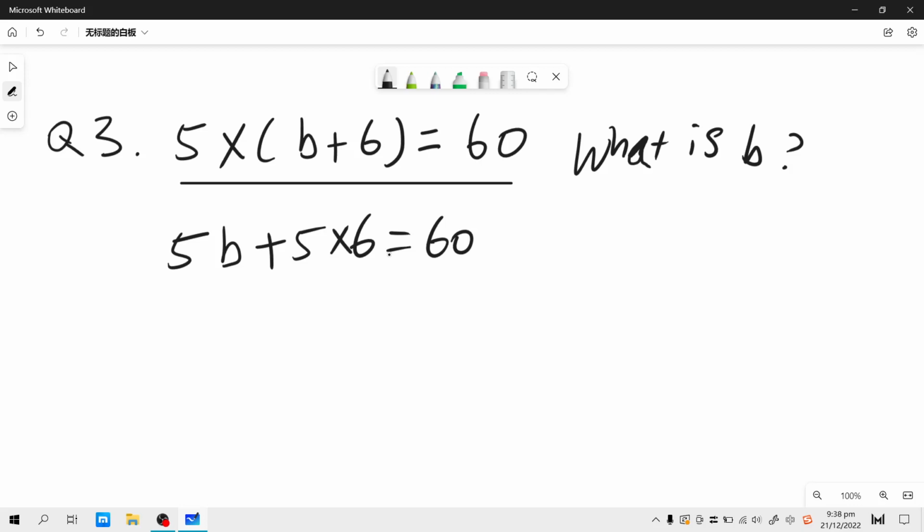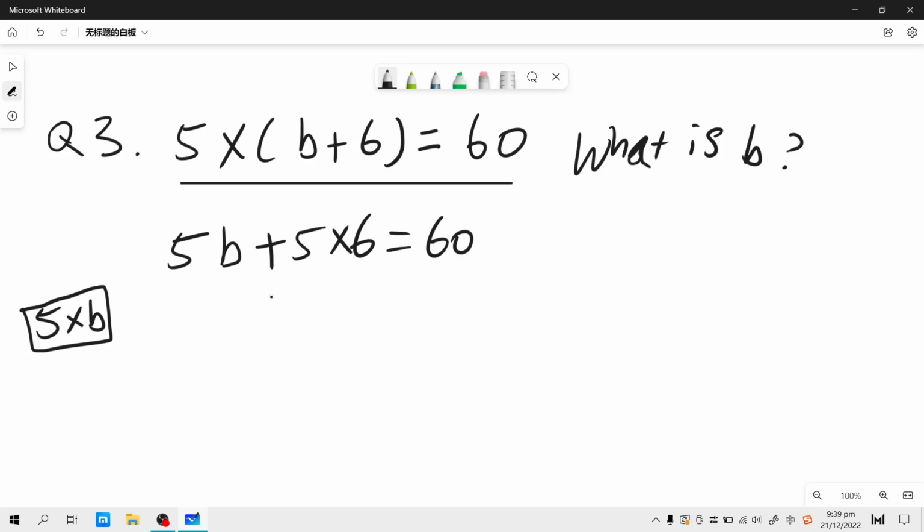Alright, so why do I write 5b? Because 5b just means 5 times b. We don't want people to misunderstand that. Some people will misread this as 5xb, which means 5 times x times b. So I don't want any of you to misread any information here. I'll just put it as 5b, which means 5 times b.